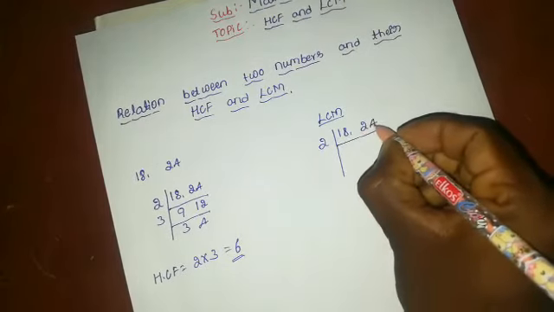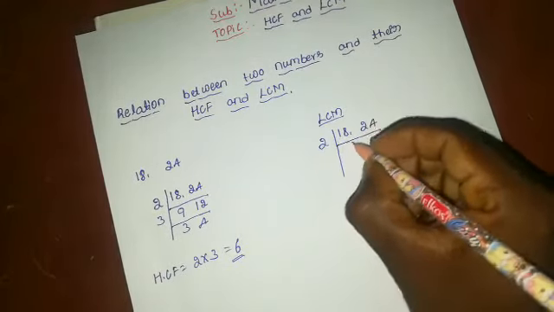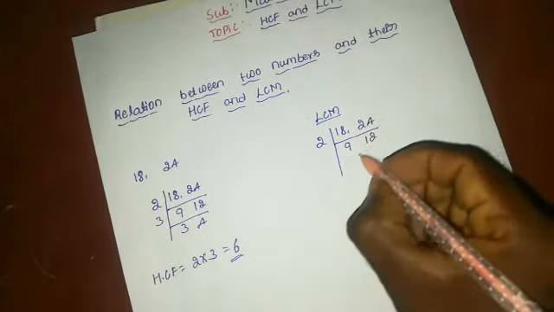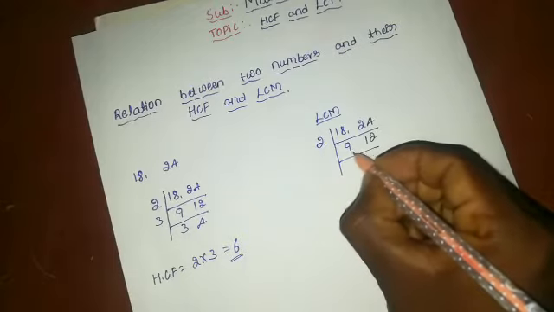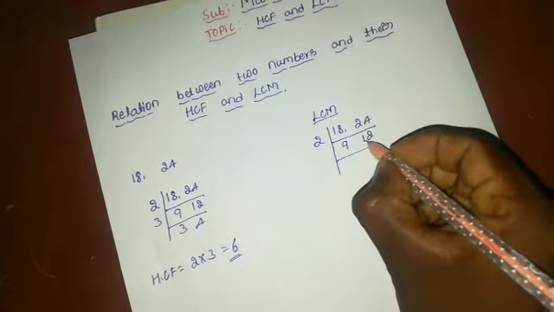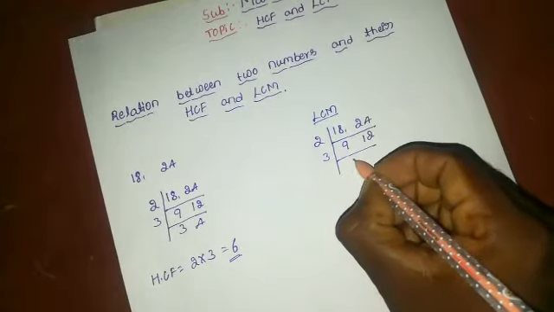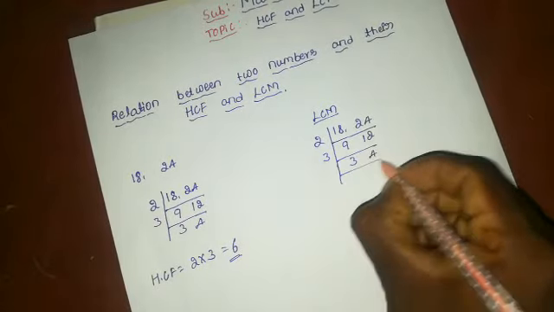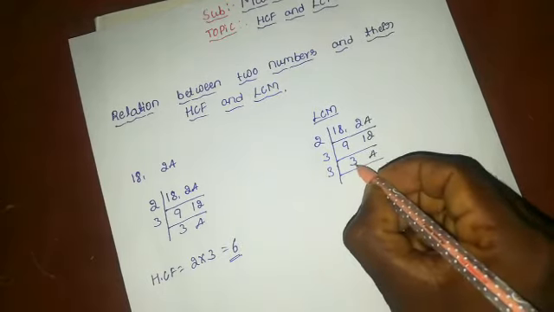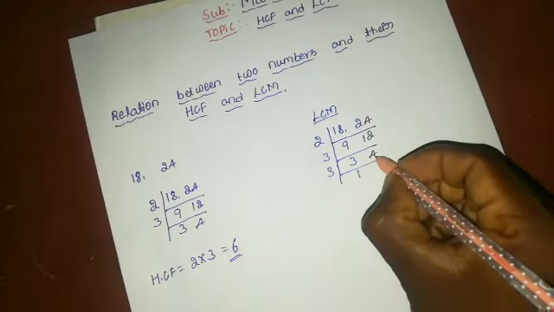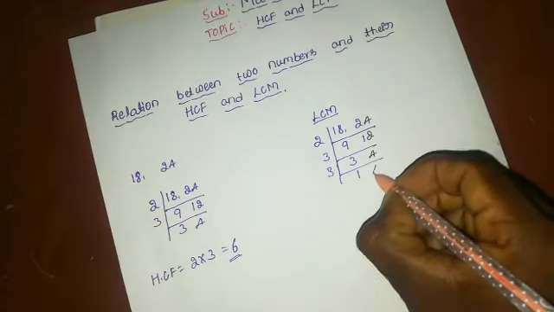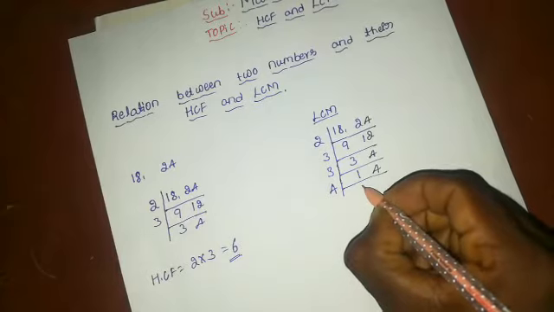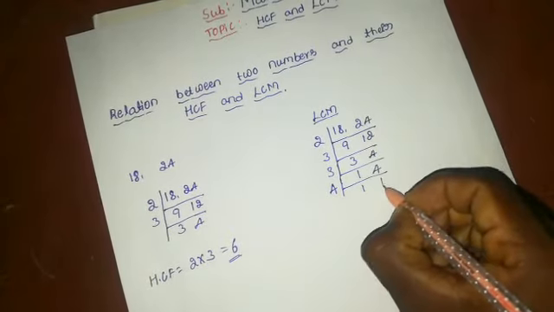18 and 24 both are divisible by 2. How many times? 2 9s are 18 and 2 12s are 24. And 9 and 12 again are divisible by 3. 3 3s are 9, 3 4s are 12. Now 3 divides 3 how many times? 1 time. 4 cannot be divided by 3, so we write it as a 4. Now again 4 is divisible by 4. 4 divides 4 how many times? 1 time.